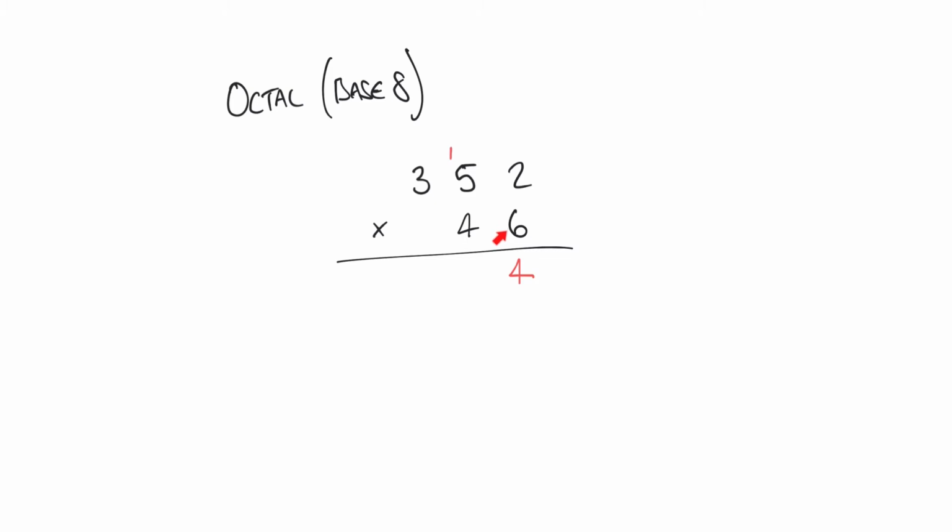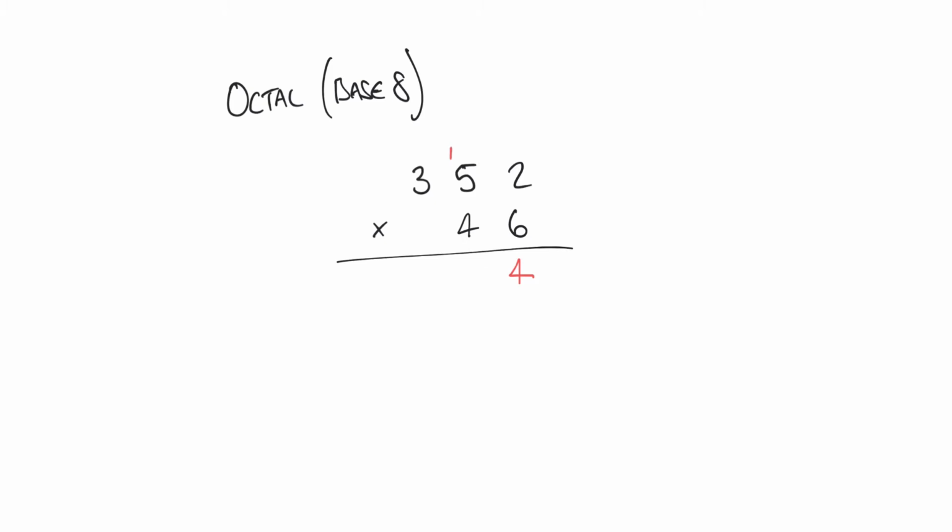We've carried 8 worth of that to the next column, as it were, and so that leaves us with 4 left over there. Let's have a look at the next combination, because we have 6 times 5 as our next multiplication. 6 times 5 gives us 30, not forgetting to add the 1, and so that gives us 31.